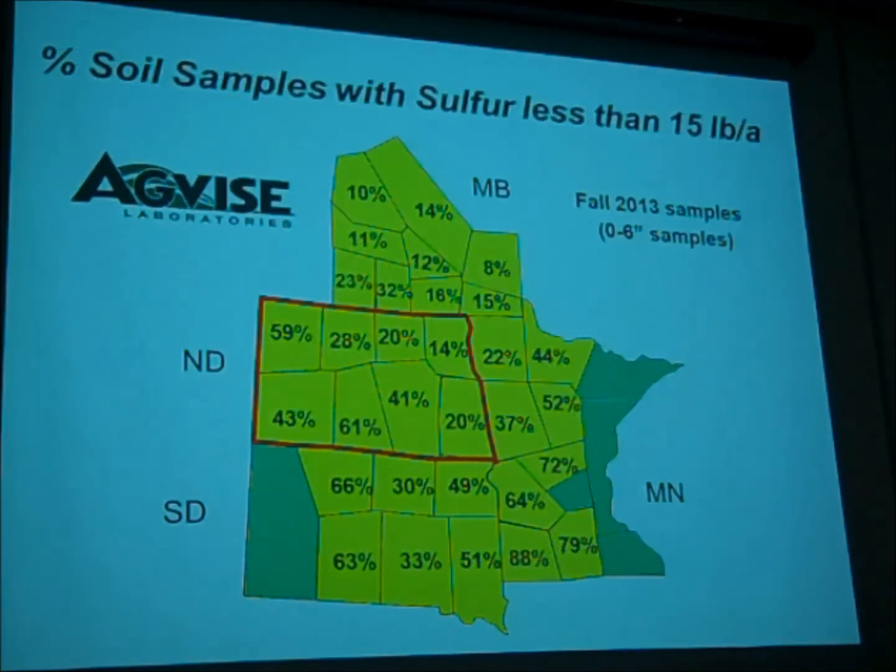Sulfur, kind of a moving target. These are the percentage of samples from last year that tested less than 15 pounds per acre in the topsoil. The year before, 2012, in a dry year, that would probably double. And on those heavier soils that don't really need sulfur, it's not a big deal, but in the lighter soils, it can be moved away just like the nitrate can be with extra water.